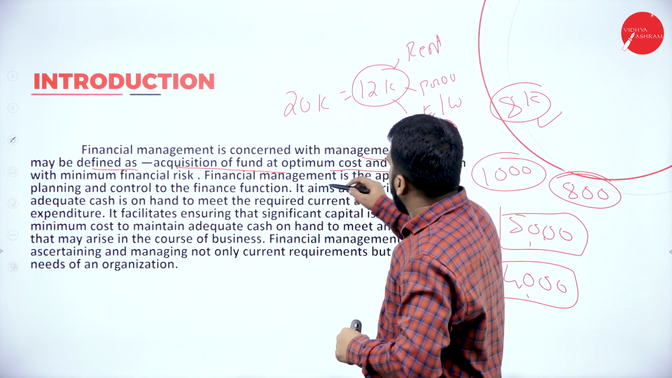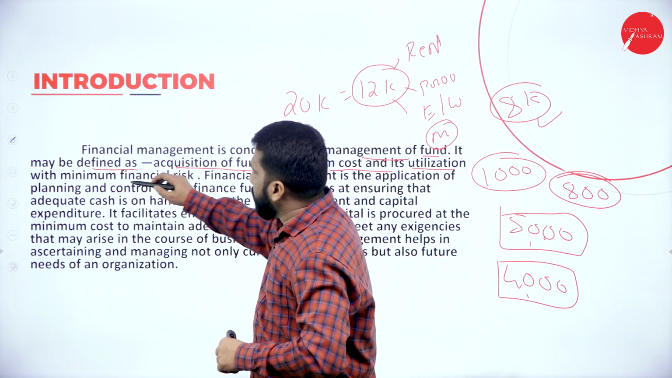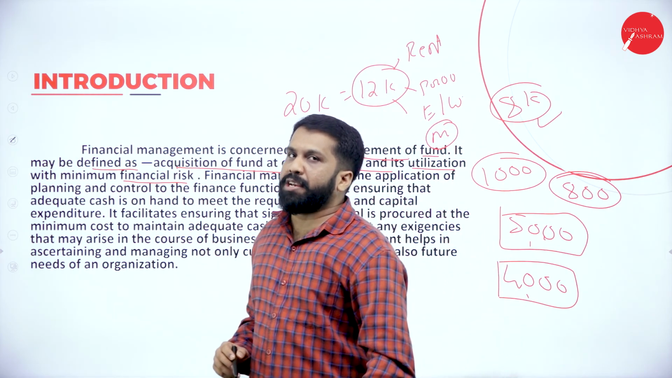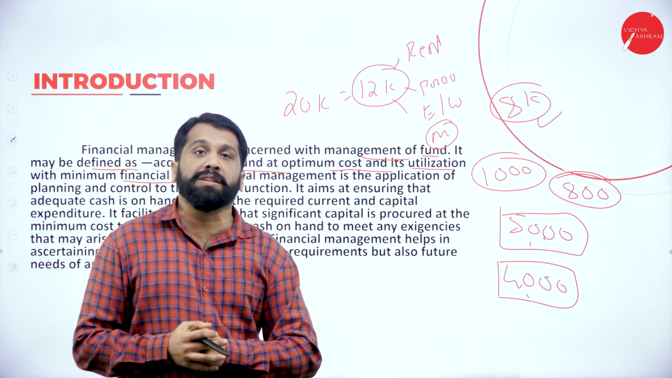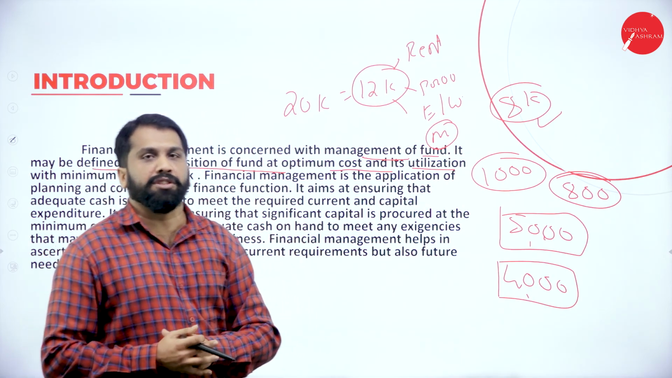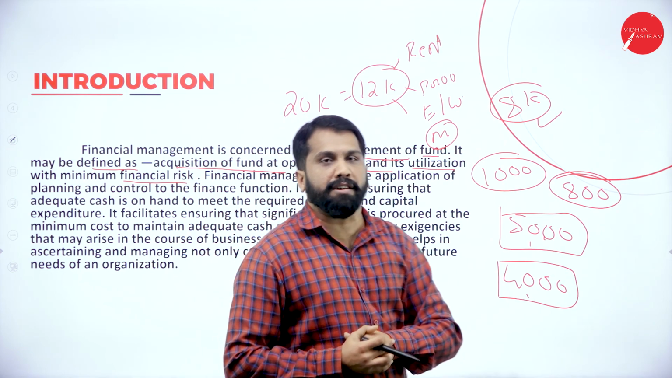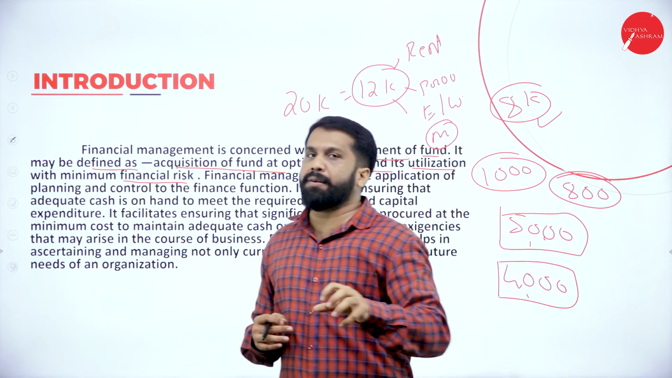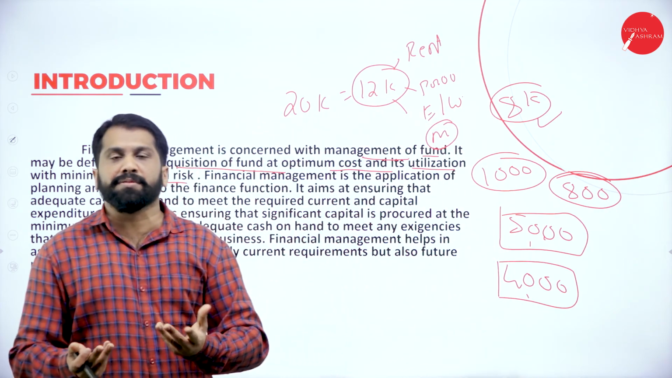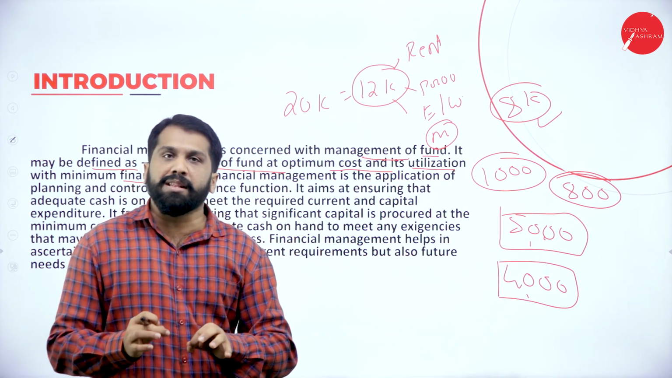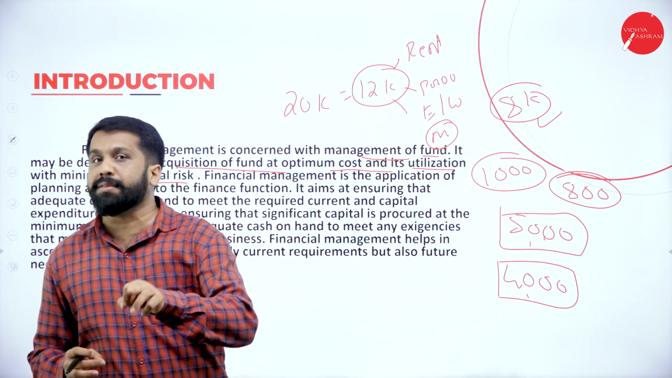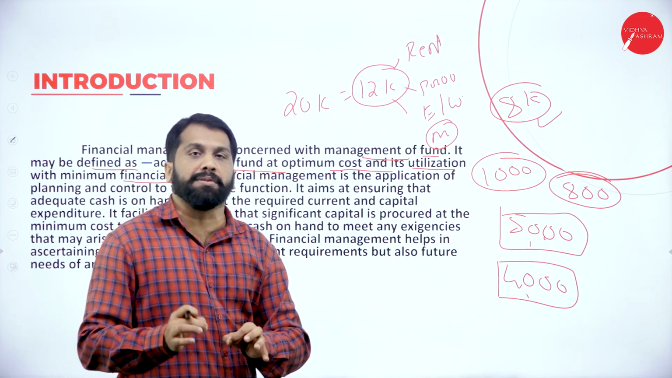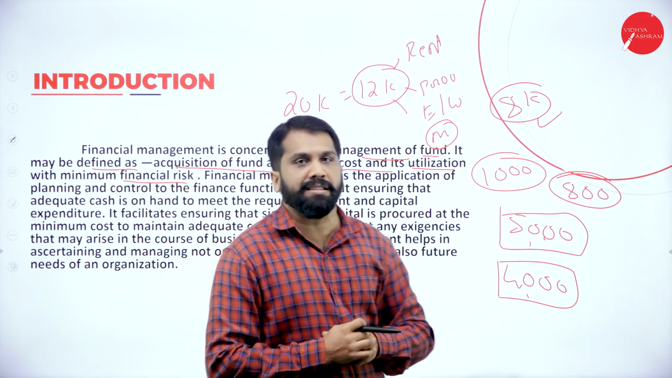Now, cost and utilization with minimum financial risk, and the risk must be less. Like if you invest 10,000 in the share market, how much will you get? Double. If you invest the 10,000 in a mutual fund, the 10,000 will become 15,000. The same 10,000 you invest in a bank, you will get around 600, 700. Still, the share market will give you double, but you will go for the bank even though it is giving only 600 rupees for 10,000.